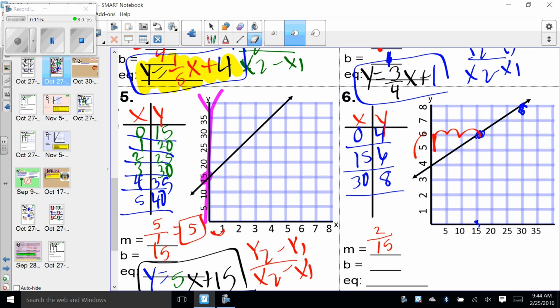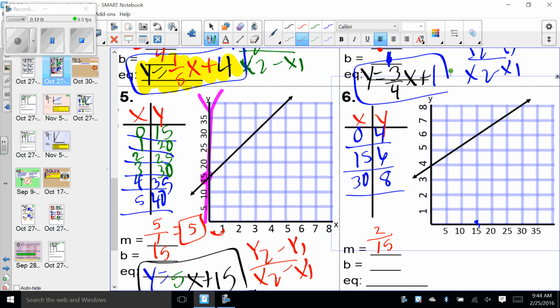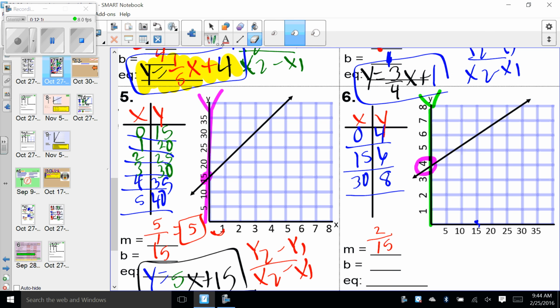For my equation then, I need the y-intercept before I can write. I have the slope, but I need the b. So my y-axis is here. My y-intercept is right here at 4. My equation, let me rewrite that. I'm having trouble with that highlighter. My y-intercept is right there at 4.